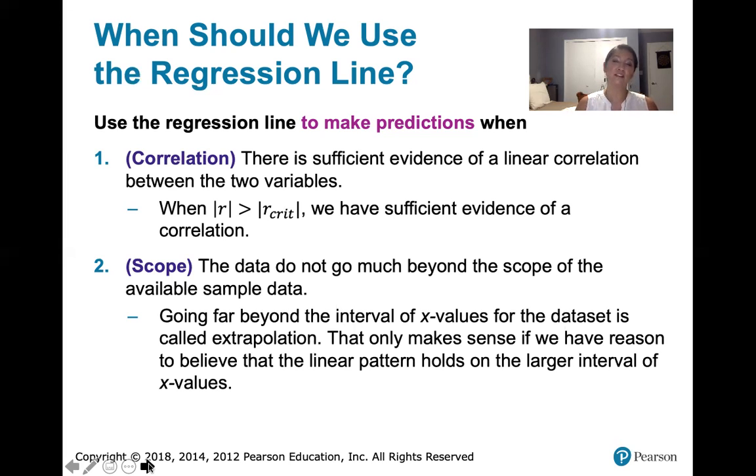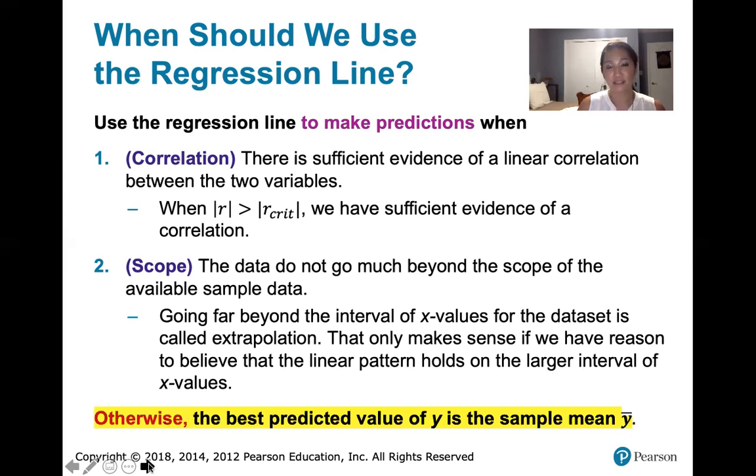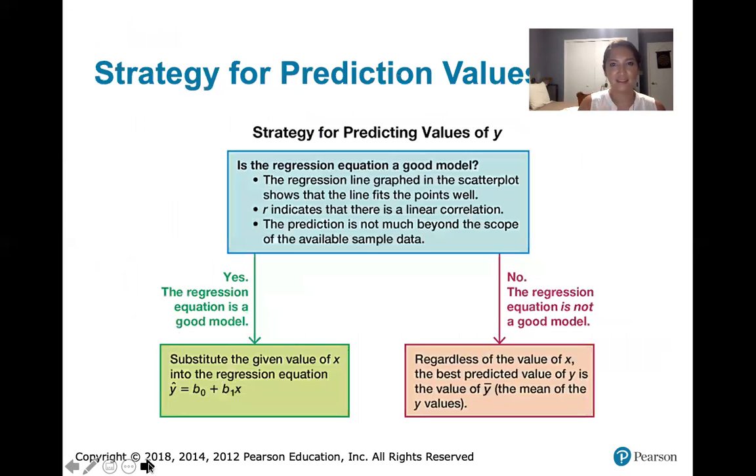Now, if you do not have evidence of a correlation, or your x value goes far beyond the scope of the available data, then you shouldn't use the regression equation to make predictions. In that case, the best predicted value of y, regardless of what x is, is the sample mean, y bar. This is just a visual that describes exactly what I described on the last two slides.